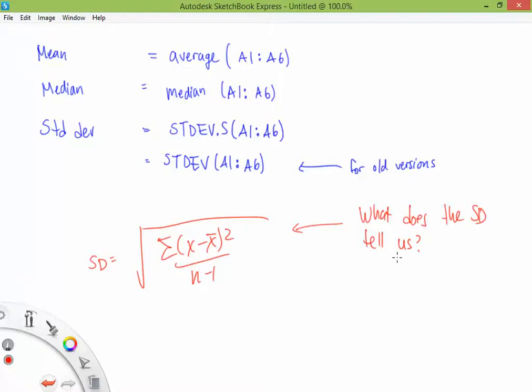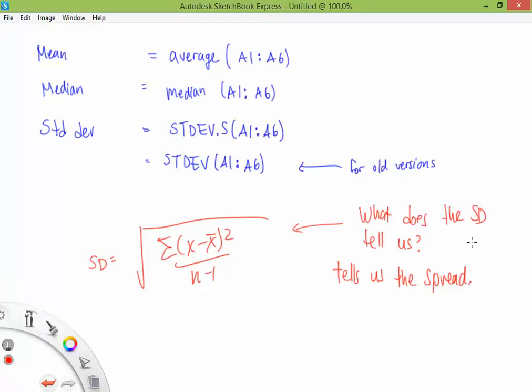Okay, that's the definition. The standard deviation is the square root of the variance, but why even bother calculating it in the first place? Why do we want the square root of the variance? Okay, and we just covered this in our homework, right? Homework problem 5. It tells us the spread, right?